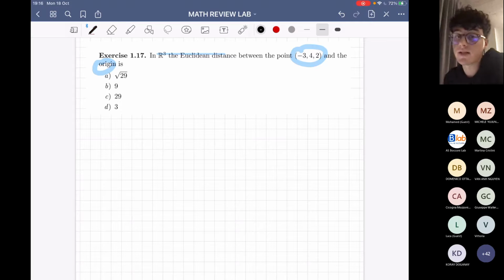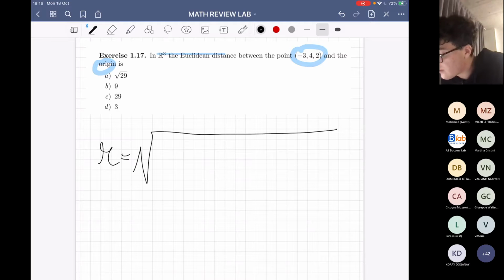It's simple. Maybe you have studied it also in high school, so it's not that difficult. To find this distance r, we can just write the square root of, we have to calculate the distance. If we want to calculate every kind of distance in R3, we just have to calculate the square differences of the points.